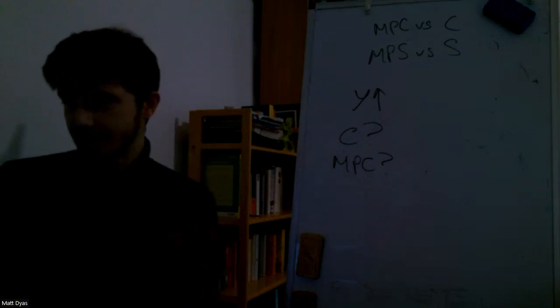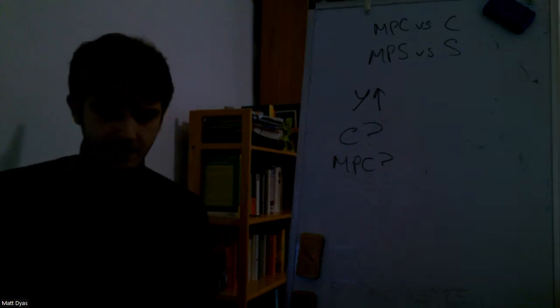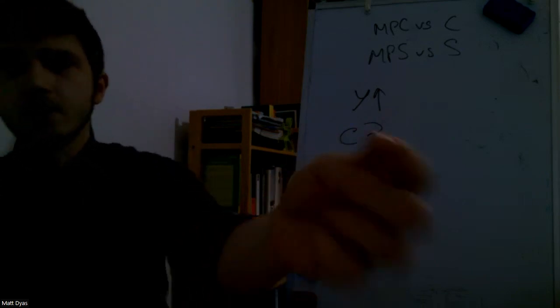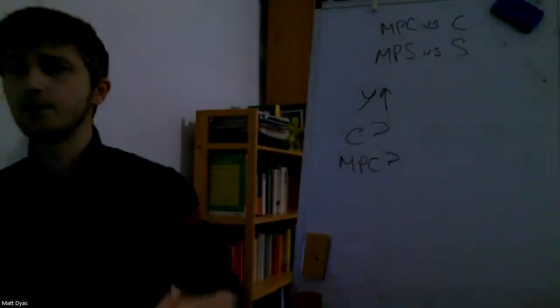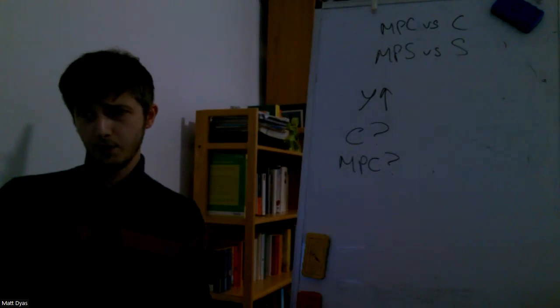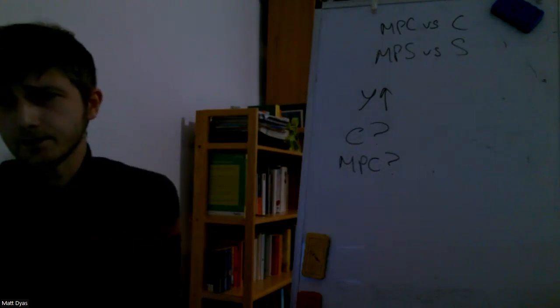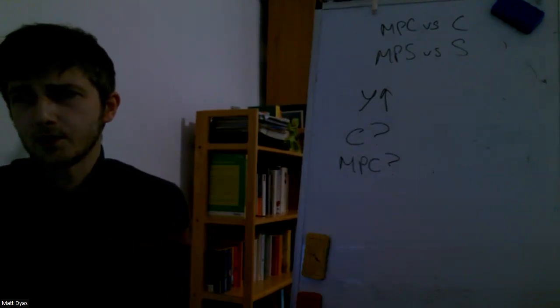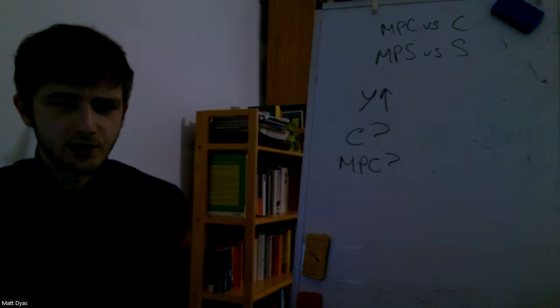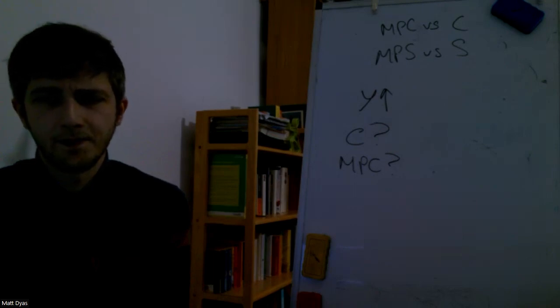Can't dilly dally. We want to get to output gaps today as well. I might see if I can change the lighting because it looks a bit on the dark side. So if people's income rises, what happens to their consumption? What happens to their MPC?